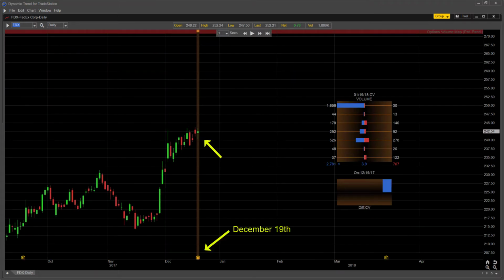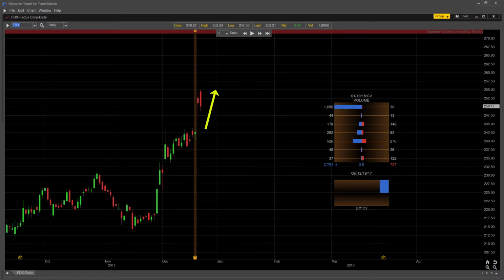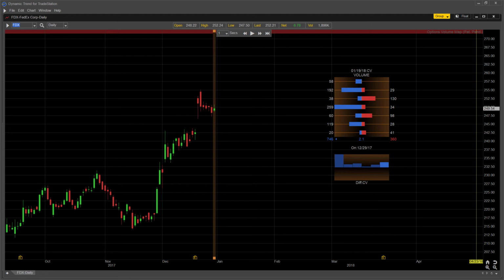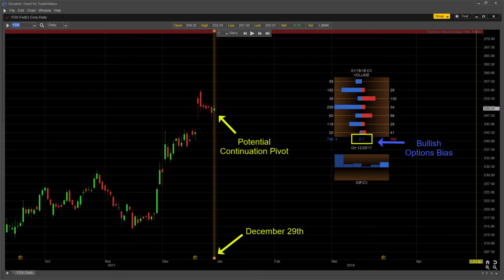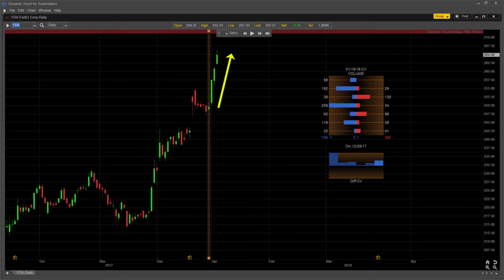Here is the options volume map prior to earnings release. An imbalance ratio of 3.9 creates a bullish options bias. Following the earnings release, the stock rallied. A few days later, on December 29th, a potential continuation pivot with bullish options bias. The rally continued.